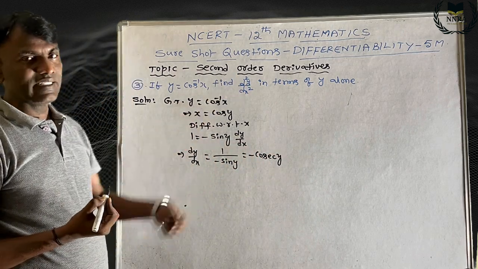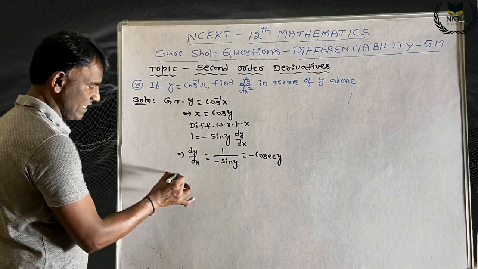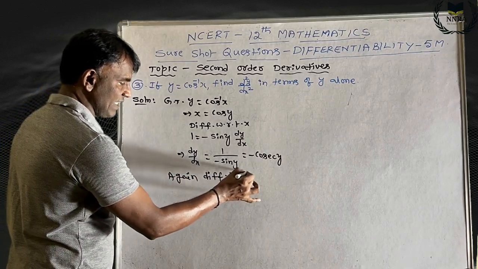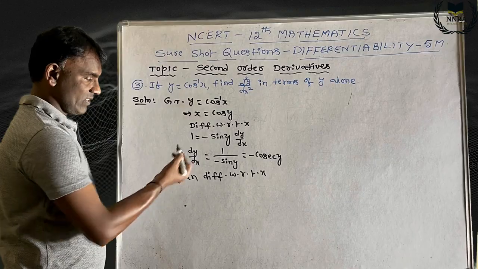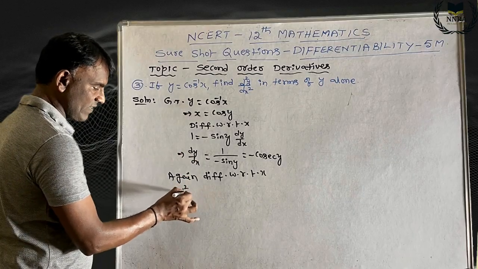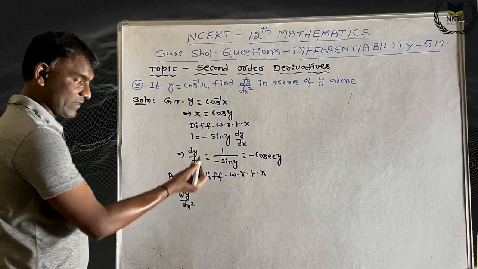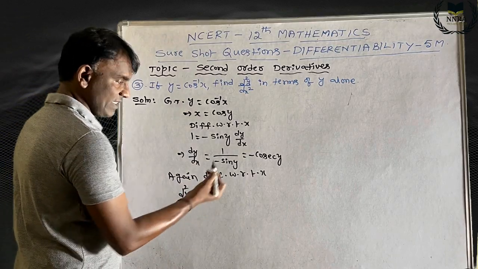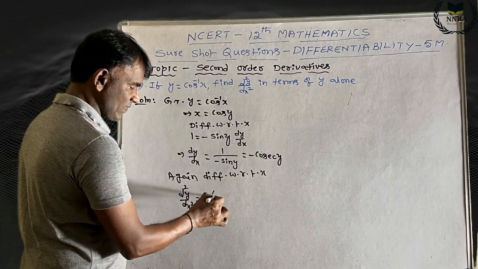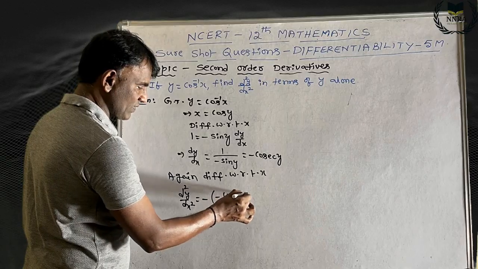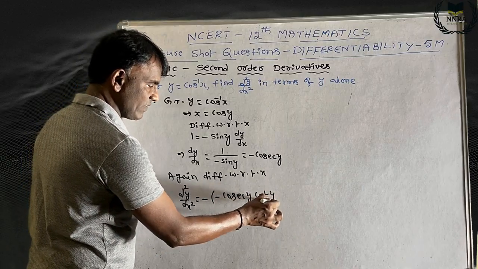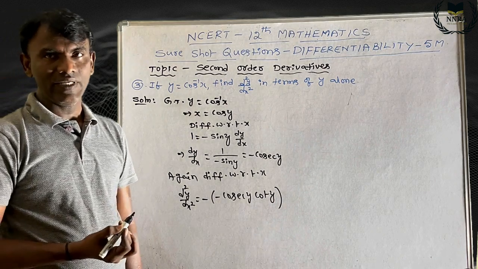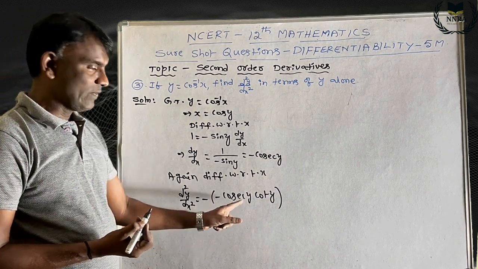But we want second order derivative. So again differentiating with respect to x. Okay. So dy by dx derivative, d square y by dx square, I am telling with respect to x. And here derivative of cosecant x is minus cosecant x into cot x. But where y equal to x, right? Means x equal to y. Got it? And it is not x.